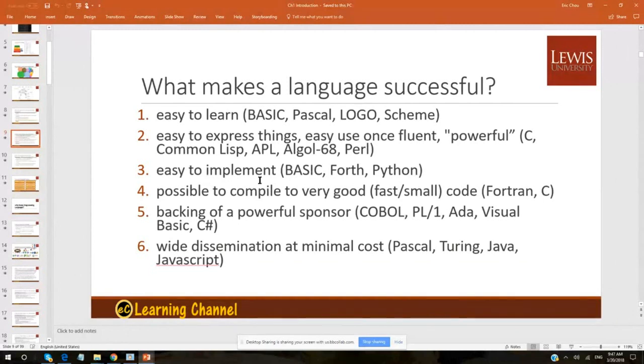And then it also needs to be easy to implement, so that the compiler designers and tool developers are able to develop those tools easily and fast.